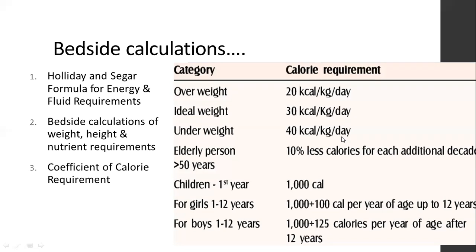Up to 12 years, this is how you add 100 calories per year up to that 12th birthday. For boys, the calories are slightly higher, 125 kilocalories you have to add every year for the age after 12 years.